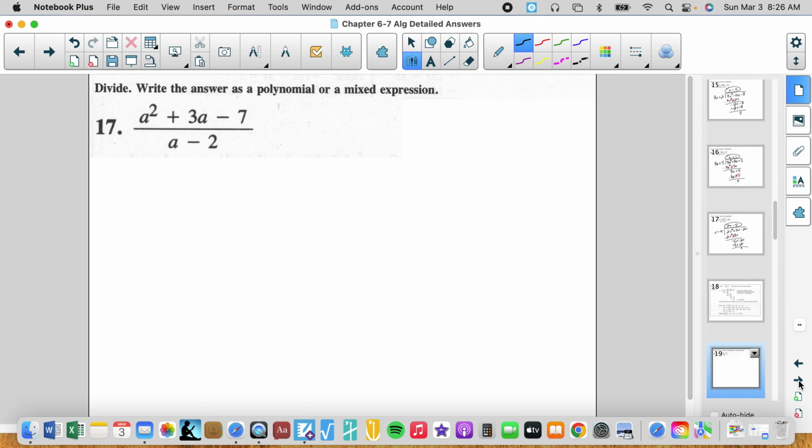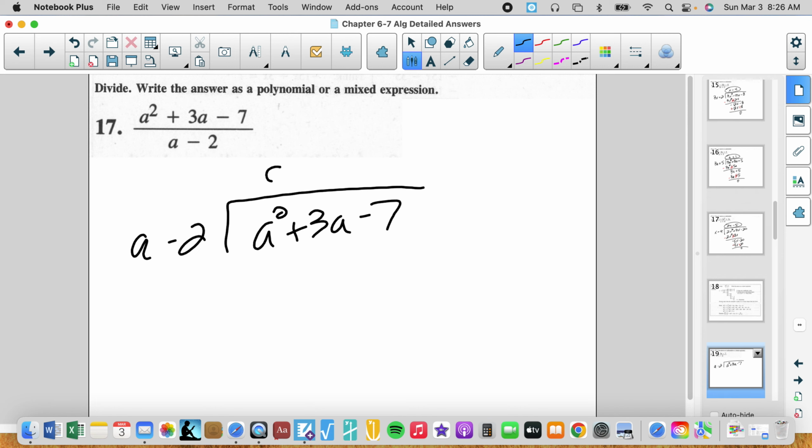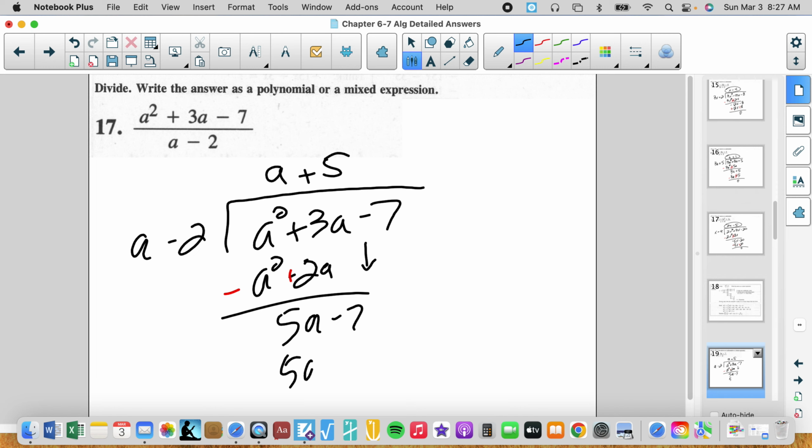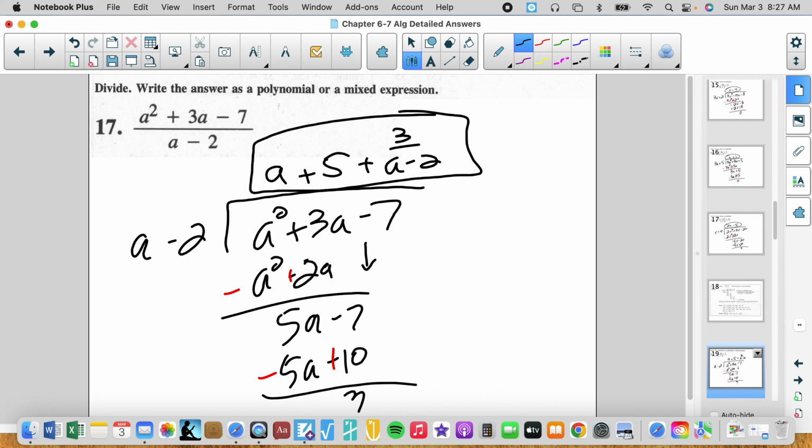Here we go. Here we go. We've been waiting. You've been asking for it. You got it. So we're going to multiply by a. We get a squared minus 2a. Let's change those signs. That's going to give us 5a minus 7. Multiply by a positive 5. We get 5a minus 10. Change the signs. And we get a leftover of 3. So it's going to be plus 3 over a minus 2, the divisor.